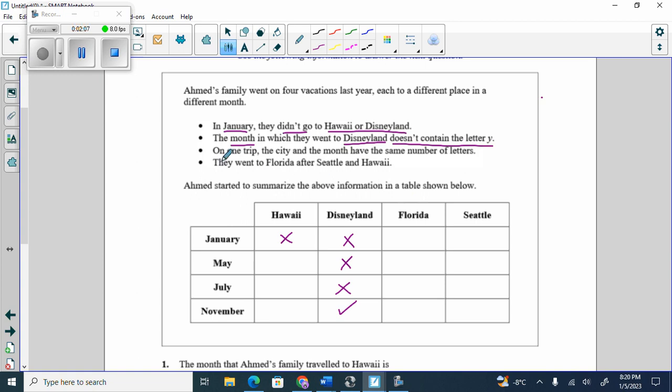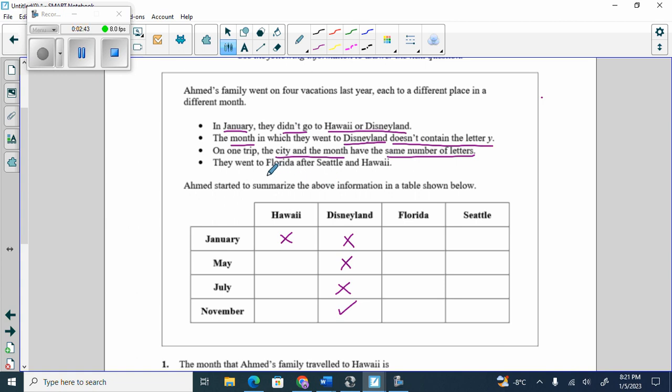Then it says on one trip, the city and the month have the same number of letters. So we can check: January has 7 letters, May has 3, July has 4, November is already done. So the only one that matches is either Florida or Seattle. Florida is 1, 2, 3, 4, 5, 6, 7. Seattle's 1, 2, 3, 4, 5, 6, 7. January's 1, 2, 3, 4, 5, 6, 7. So it could be Florida or Seattle, so it didn't really narrow it down all that much.